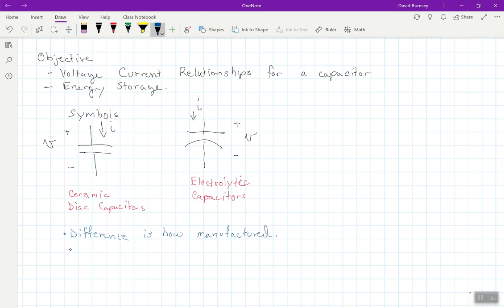And the key thing here is ceramics have no polarity, which means you can put them in any direction. It's like a resistor. It doesn't matter what orientation. You can rotate a resistor 180 degrees and that doesn't do anything. And the same thing with ceramic or disc capacitors. You can rotate them 180 degrees when you're putting them in a circuit, nothing happens. But electrolytic capacitors have polarity.